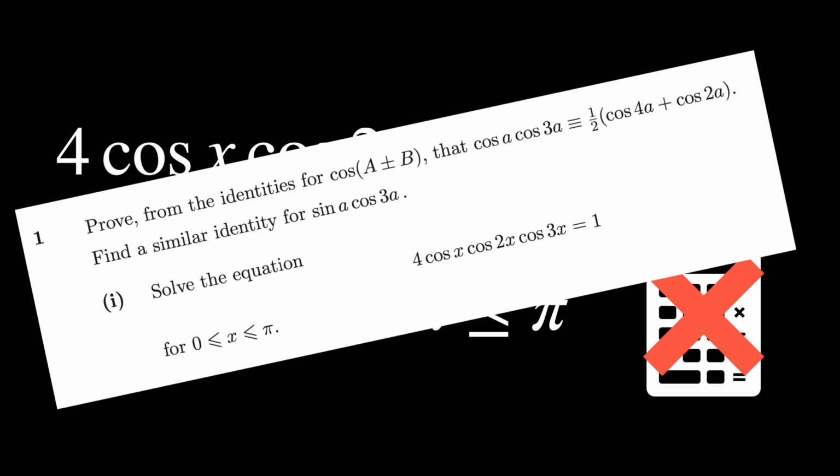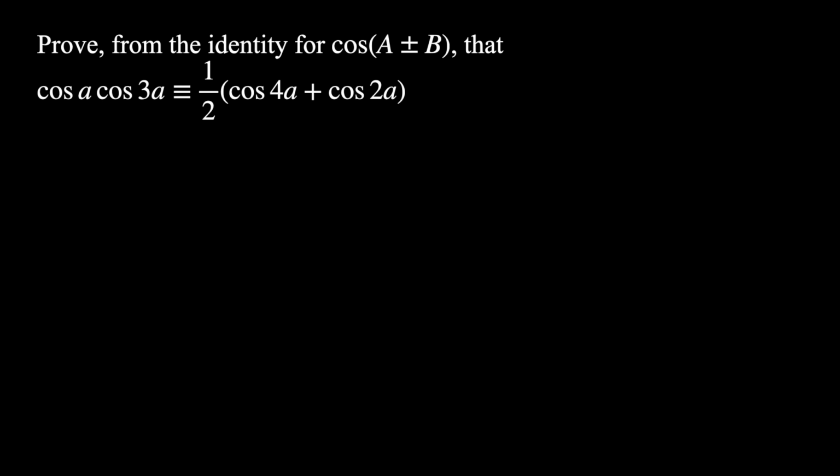And if you want to give this question a go yourself without any help, pause the video now. Okay, the first thing this question asks you to do is to prove this identity. So it says prove from the identity for cosine of A plus or minus B that cosine of A cosine of 3A is equivalent to a half cosine of 4A plus cosine of 2A. Here is the sum and difference formula if you are struggling to recall that.